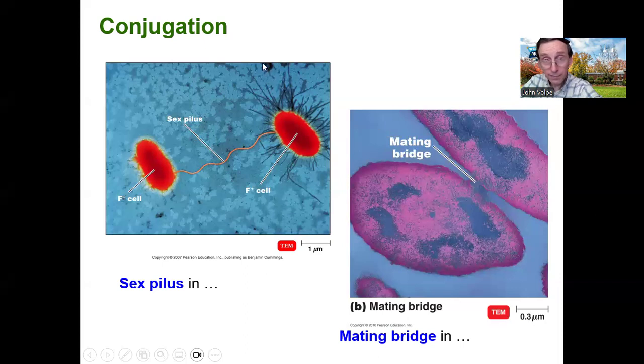This is called sexual conjugation because in both cases, DNA moves from one cell into another cell. In the case of gram-negatives, it always moves from the F plus cell to the F minus. In the case of the mating bridge, it may happen from this cell to that cell or that cell to that cell. Any questions about any of that?